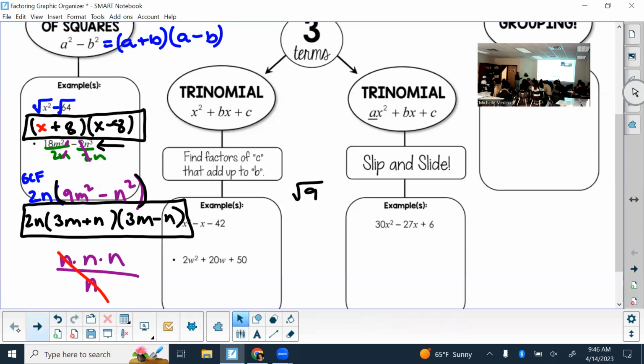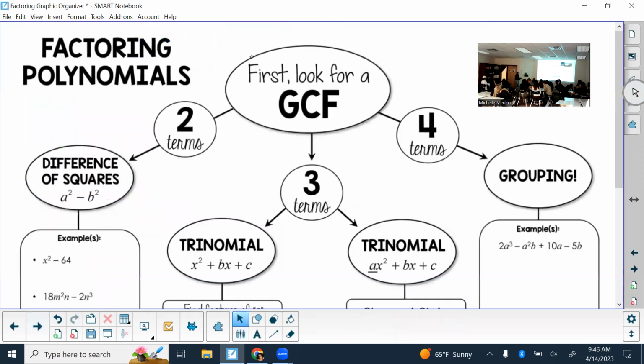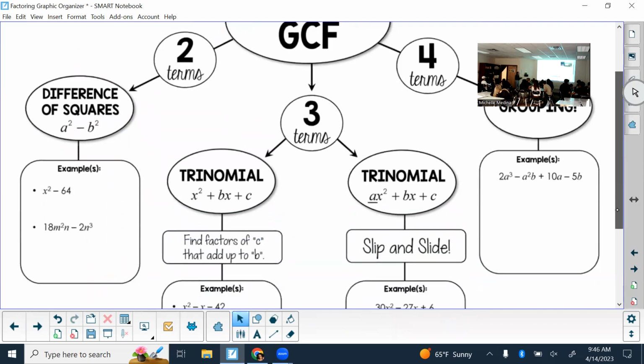So following the flow chart, you look for a GCF first, factor one out if there is, if not, move on. Say you have a 3-term expression. There's 2 ways of factoring. Well, it's kind of the same way, but there's a few extra steps in certain situations.